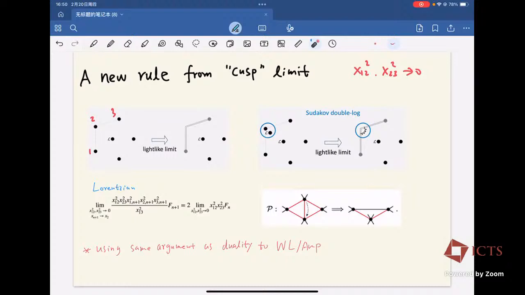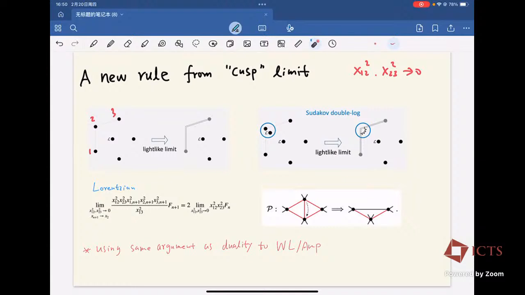But the message I want to give here is that there is a very beautiful new rule from this so-called cusp limit, which doesn't need any other rules. It's just a single universal rule, taking 2 light-like limits of your correlator, that allows you to fix all the coefficients. I don't want to go into too much detail for this rule, since this is just the beginning of this story.